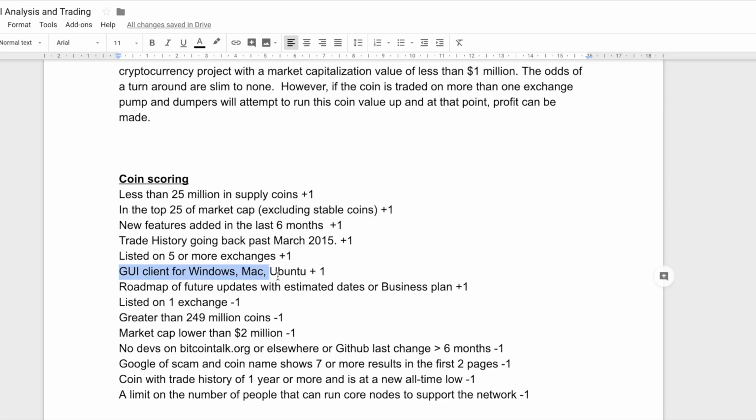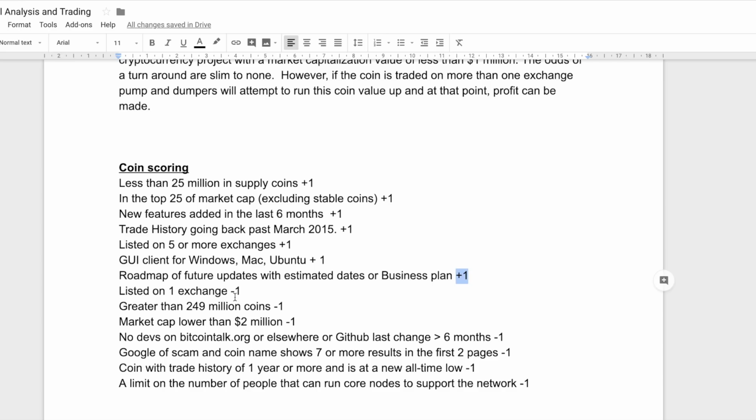Of course, it's got to have support for all 3 operating systems. Most coins do, so they will get a +1. A roadmap of future updates with established dates, or a business plan. So, for example, if they have a business plan to achieve their goals, or have a list of roadmaps like Ethereum has of when they're going to make changes and when those changes are due, even though they might be late, that's fine. Give them a +1.